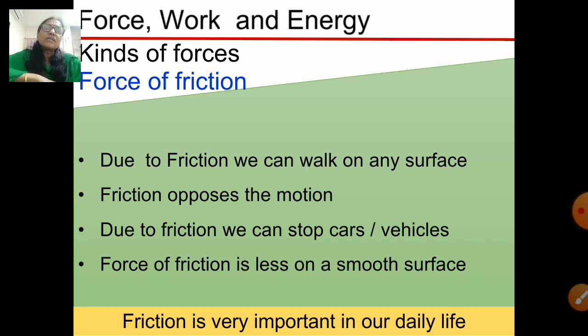So, as we can summarize it, due to friction, we can walk on any surface. Friction opposes the motion. As it opposes the motion, it makes the object stop, right? Due to friction, we can stop cars and vehicles. And friction is less on a smooth surface. So now we know that the force of friction is very important in our daily life.